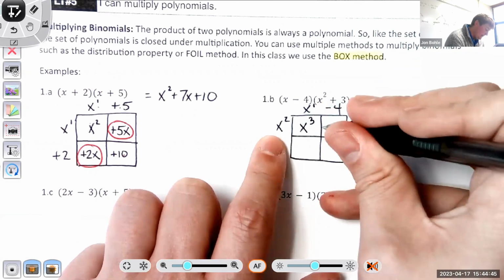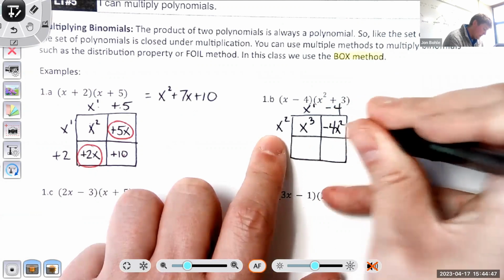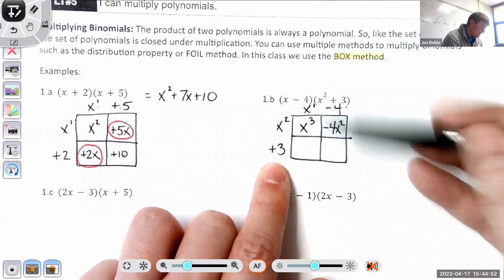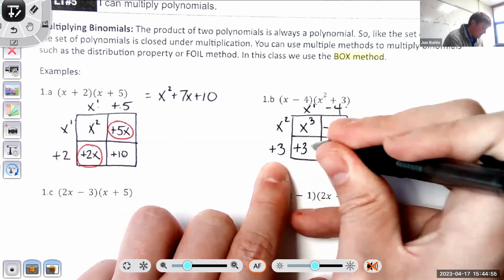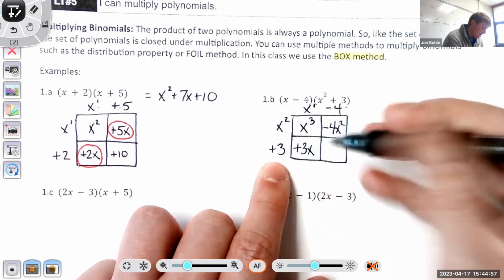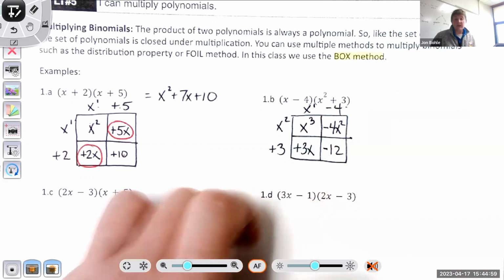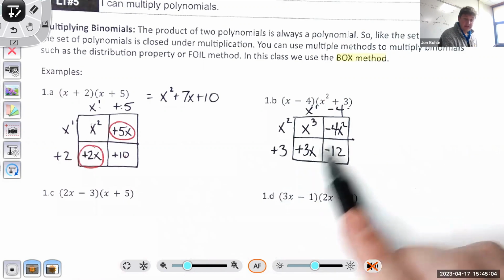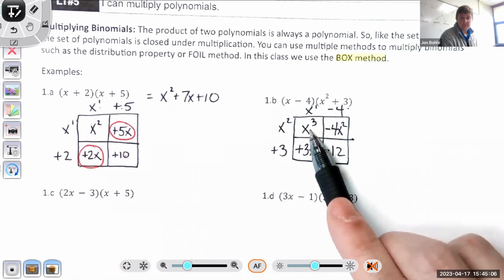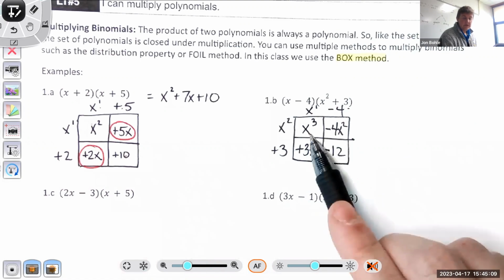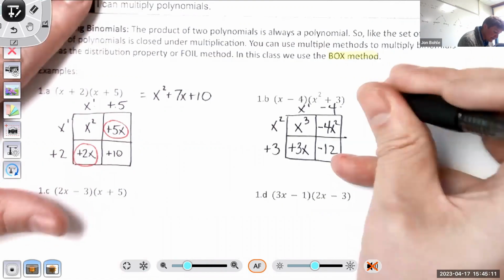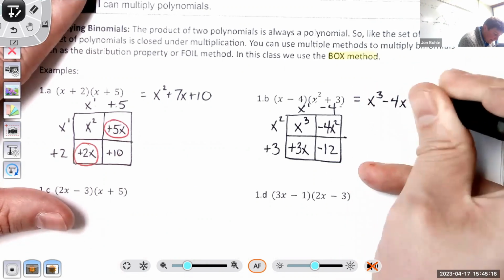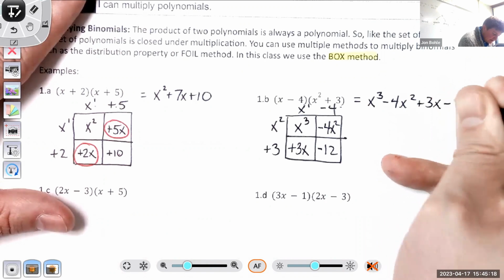Negative 4 times x squared is negative 4x squared. Positive 3 times x is positive 3x. Positive 3 times negative 4 is negative 12. Then again, you want to look for like terms. In this situation, there are none. These are not like terms because they have different exponents. So my final answer is just this in standard form: x cubed minus 4x squared plus 3x minus 12.